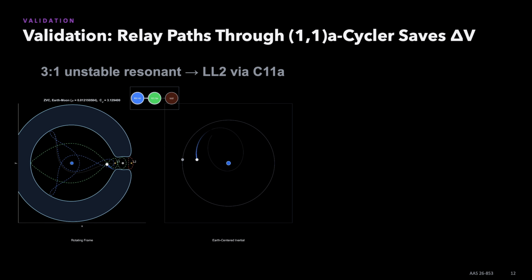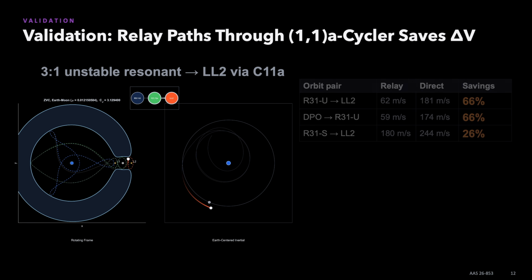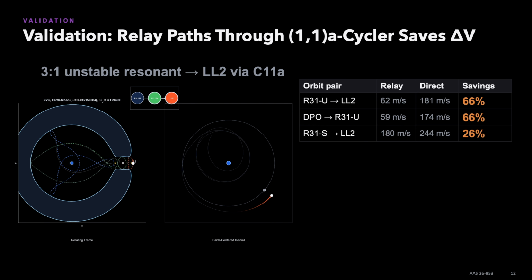We also checked whether the multileg savings corresponded to actual differentially corrected trajectories. So this animation shows a transfer from the unstable 3-1 resonance to the lunar L2 via the 1-1 cycler. So one leg approaches the cycler and one leg departs from it. Across these representative cases, routing through the 1-1 cycler reduces the screening cost by up to 66% compared to the direct alternative.